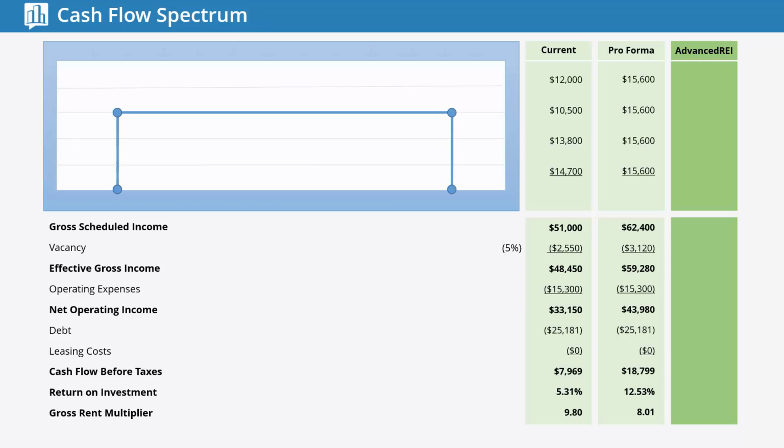Now, if we were to plot these two cash flow statements on a spectrum, we'd see the current cash flow statement is at the most conservative end of the spectrum because we're only calculating current rents, while the pro forma cash flow statement is at the most aggressive end of the spectrum because we're only calculating market rents. But the reality of operating a building is the income is a mixture of current and market rents, so the real cash flow is going to fall somewhere between these two extremes. And that's what AdvancedREI allows you to calculate, a cash flow between these two extremes. Let's take a look and see how it works.